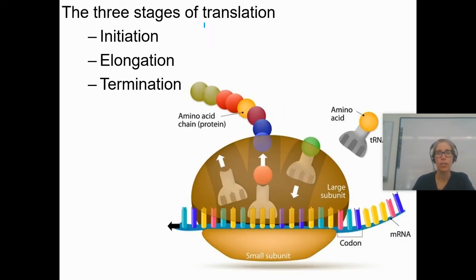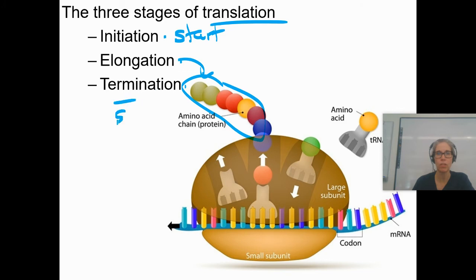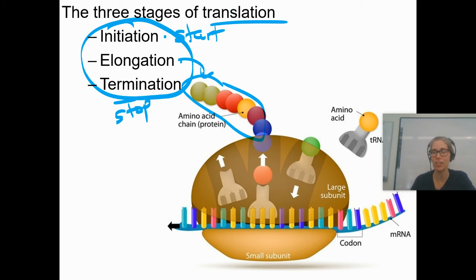So there are 3 stages to translation. There's the start, there's the middle, and then there's the final, the end. So initiation means start, elongation means you're making this whole polypeptide, and then termination means to stop. You also have these same 3 stages with transcription that we already talked about, but different things happen because transcription and translation are different, but they still both have a start, a middle, and an end.